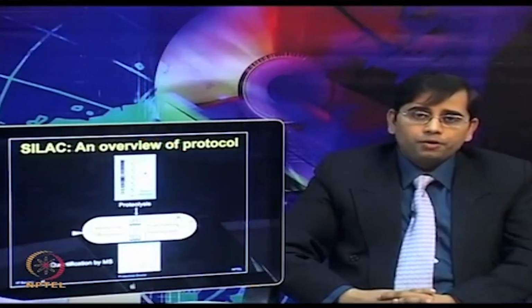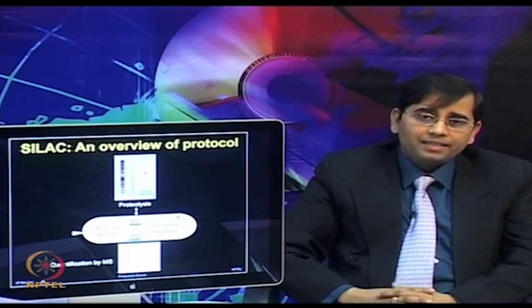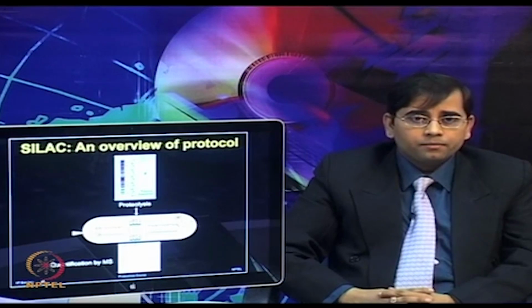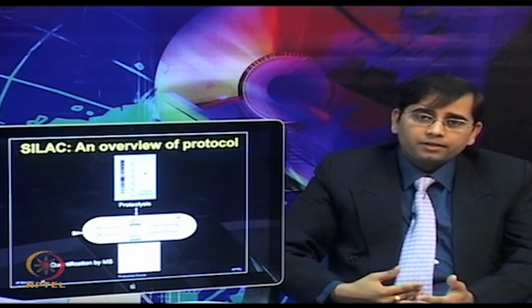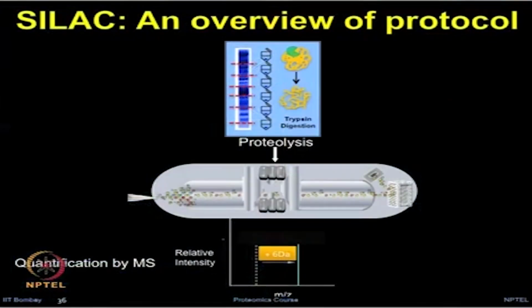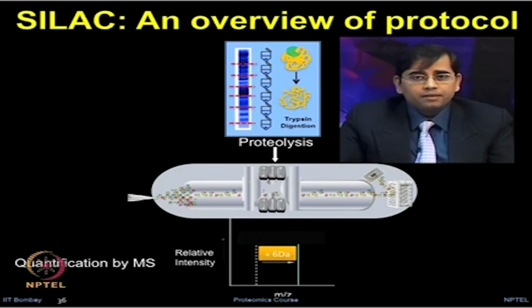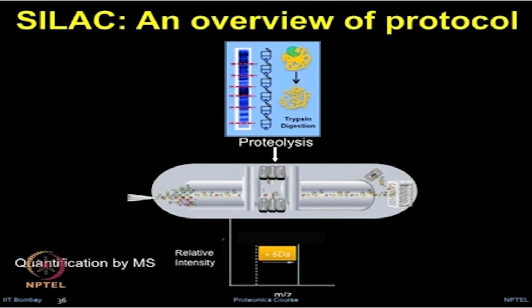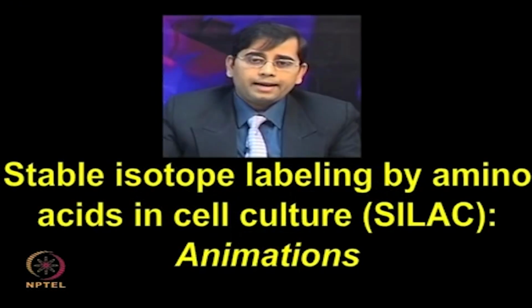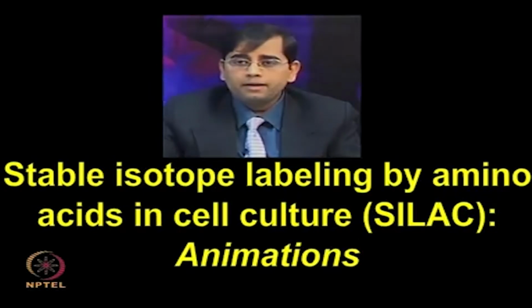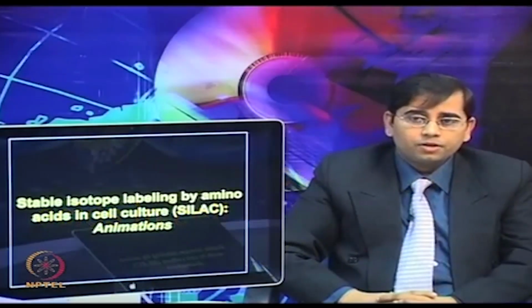So, continuing into the protocol, once we have combined these heavy and light populations, they can be separated on the SDS page gel, and each of these bands can further be digested by adding trypsin. After digestion of isolated proteins to peptides by trypsin, the arginine containing peptides will be 6 Dalton heavier than their light counterparts, which can be analyzed by using mass spec. Now I will show you an animation of stable isotope labeling by amino acids in cell culture, or SILAC.